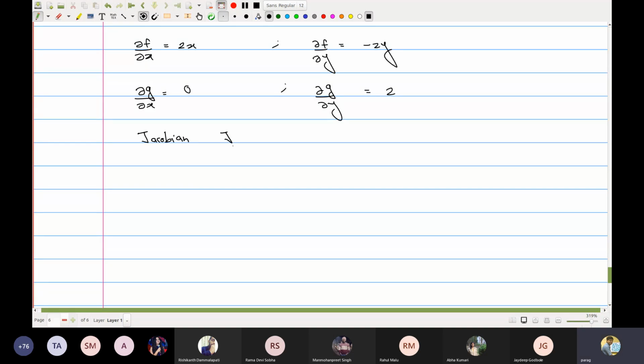Jacobian. So J, and Jacobian is simply 2x, -2y, 0, 2. Right? So I will determine the Jacobian by determining the partial derivatives of the individual functions. Now what I do is the value of Jacobian at E1 will be, so my E1 was (1, 0). So this is 2, this is 0, this is 0, this is 2.